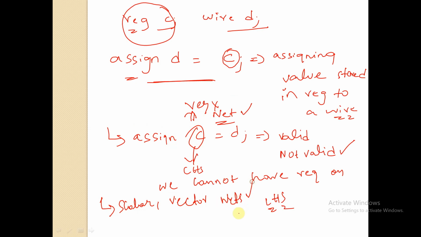Only the scalar and vector nets on the left hand side are allowed. We cannot use scalar or vector regs on the left hand side. It is not valid. We will get an error. So scalar, we already know, is a single bit. Vector means, as we have discussed the concept of vectors, suppose we want to declare a vector of wire type, then we'll take some vector like this. I'm taking 3 down to 0. Like this, we can declare a vector and we can store the value into this vector.